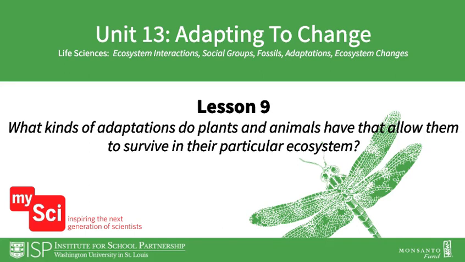In this lesson, students work to answer the question, what kinds of adaptations do plants and animals have that allow them to survive in their particular ecosystem? Students figure out that organisms that live in prairies are specially adapted to the prairie environment. When an organism's habitat does not meet its needs, it may not survive. Humans can also change an ecosystem, which causes changes in the other living things in that ecosystem.